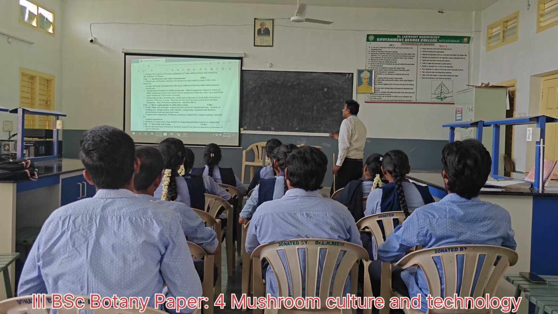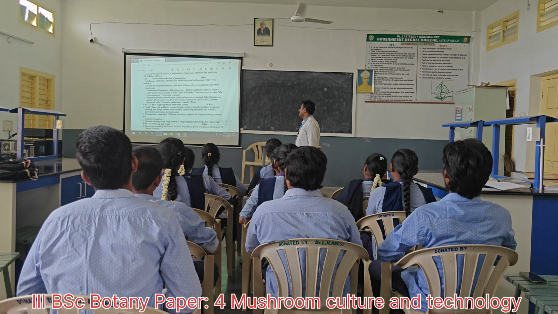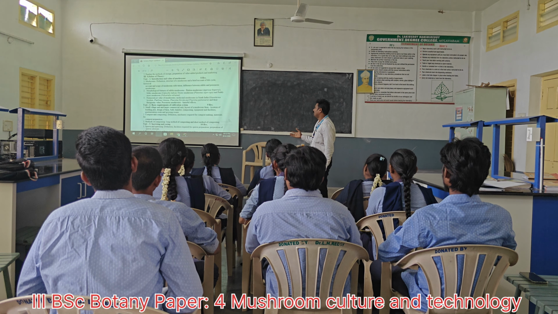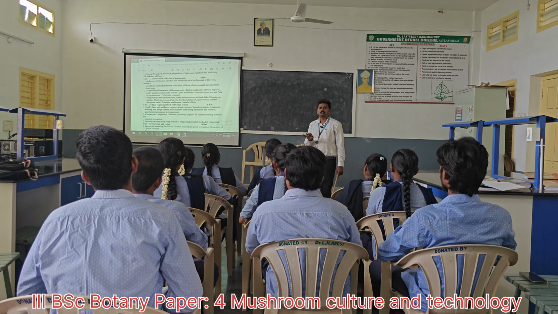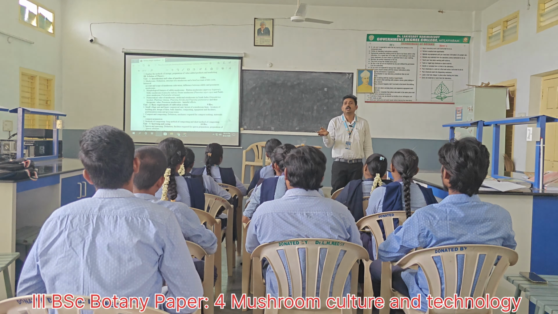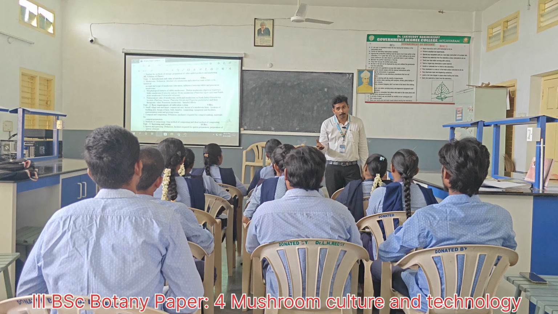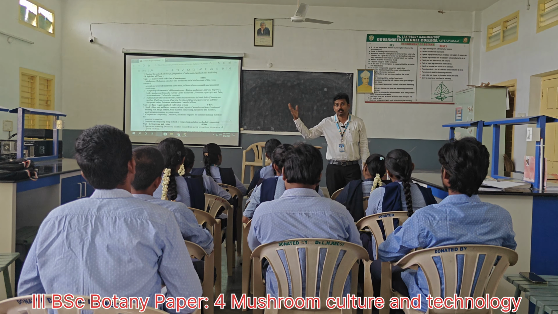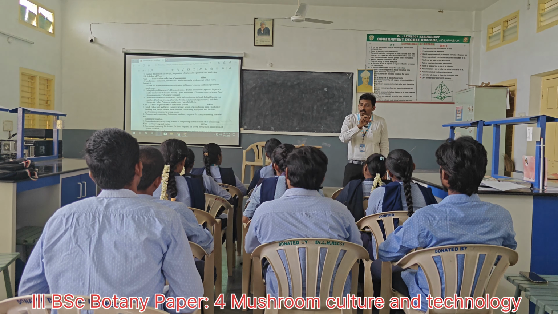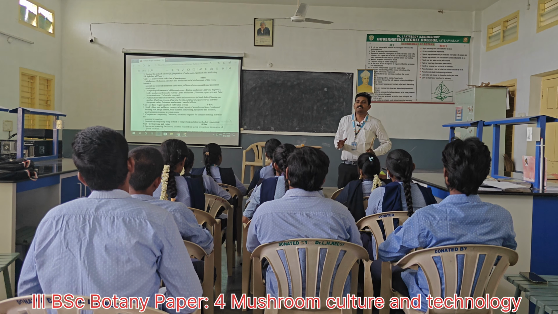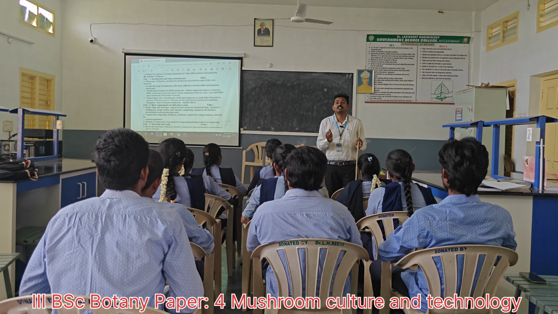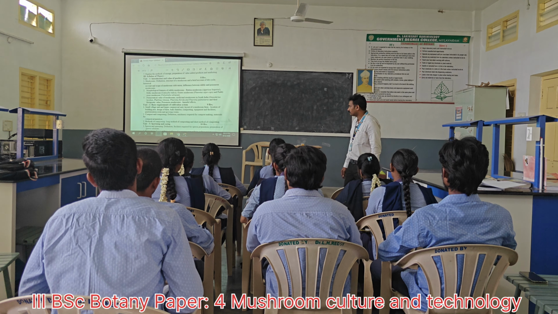Next one is methods of composting. There are different types of methods in composting: the long method of composting and the short method of composting. Based on the duration, we can make the compost for mushroom cultivation. If the time is prolonged, maybe 3 months, 4 months, that is called the long method of composting. If the term is 15 to 20 days of preparing the compost, that is called the short method.